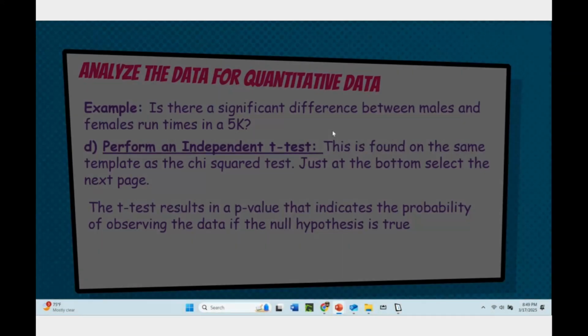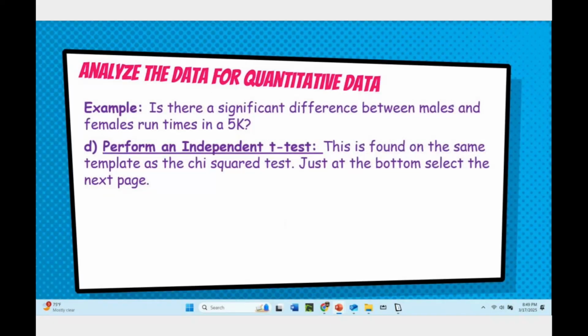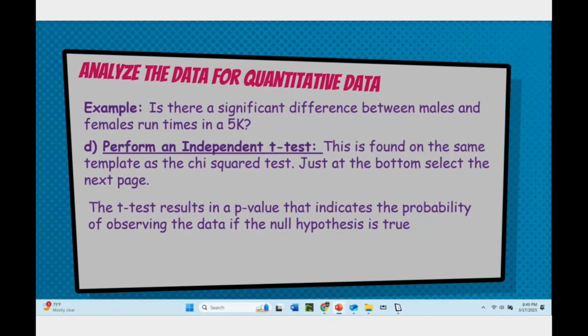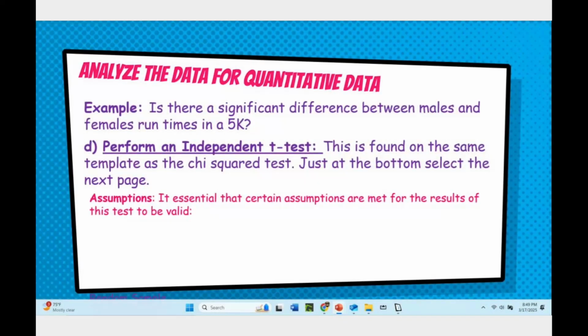So the t-test, just like the chi-square test, indicates the probability of observing the data if the null hypothesis is true. It's essential that certain assumptions are met for the results of this test to be valid.